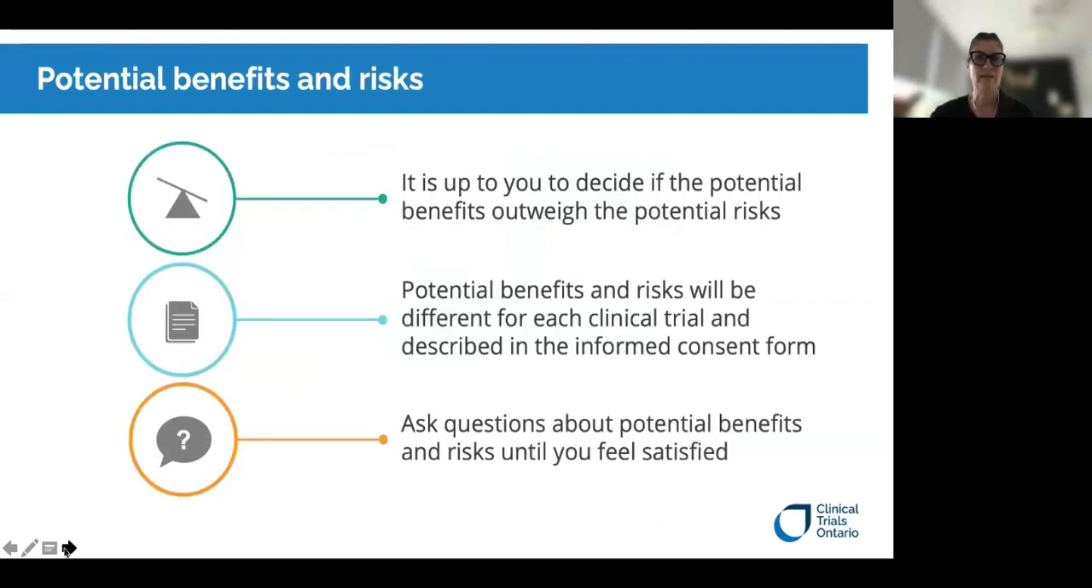All the potential benefits and risks for clinical trials will be different. It'll really depend on what the study is. And again, I can't emphasize enough how much it's up to you to decide if you feel the potential benefits will outweigh the potential risks. Those potential benefits and risks will be listed in the informed consent form. Again, you should ask the trial team lots and lots of questions about those so that you can make an informed decision.